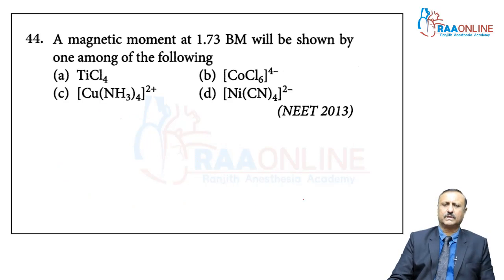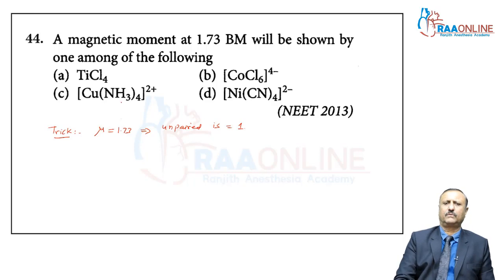Now we can go to question number 44. A magnetic moment of 1.73 BM will be shown by one among the following. Here, my dear students, I give you some trick to solve this type of question. First of all, mu is equal to 1.73. It means the number of unpaired electrons is 1. So you find out the unpaired electrons first of all.